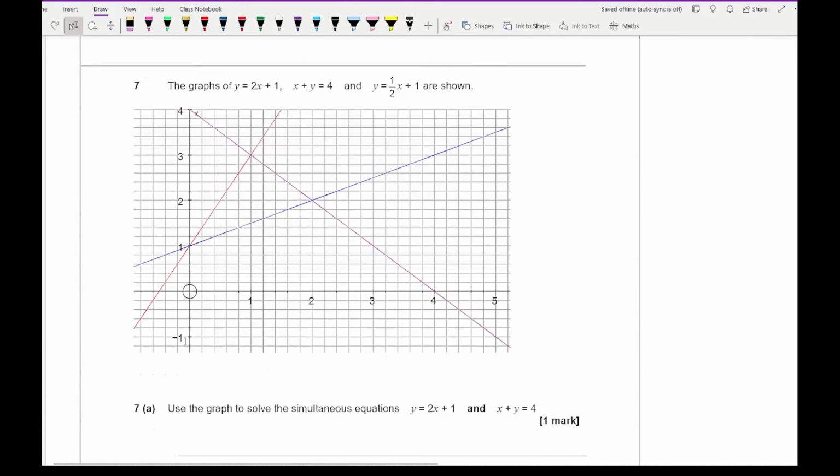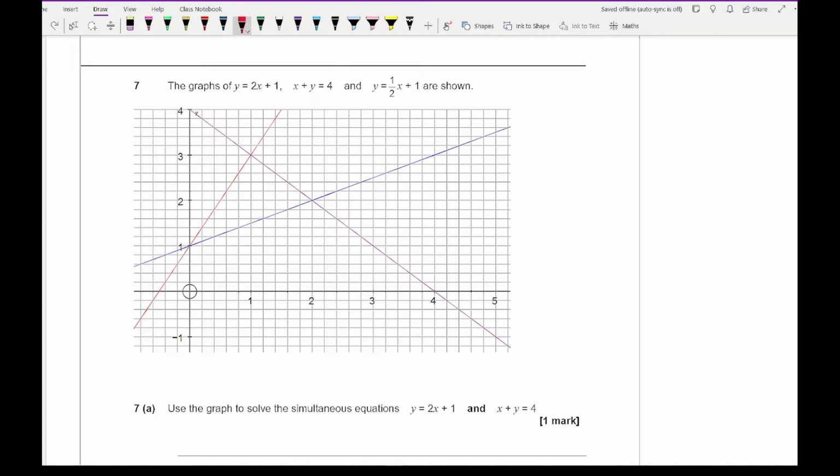Moving on to question 7. Here we're looking at graphs, and it says that the graphs of y equals 2x plus 1, x plus y equals 4, and y equals a half x plus 1 are shown. The question is asking us to use the graph to solve the simultaneous equations y equals 2x plus 1 and x plus y equals 4. Another way of solving simultaneous equations is plotting the equations, and the solution is going to be the coordinates of where the lines intersect.